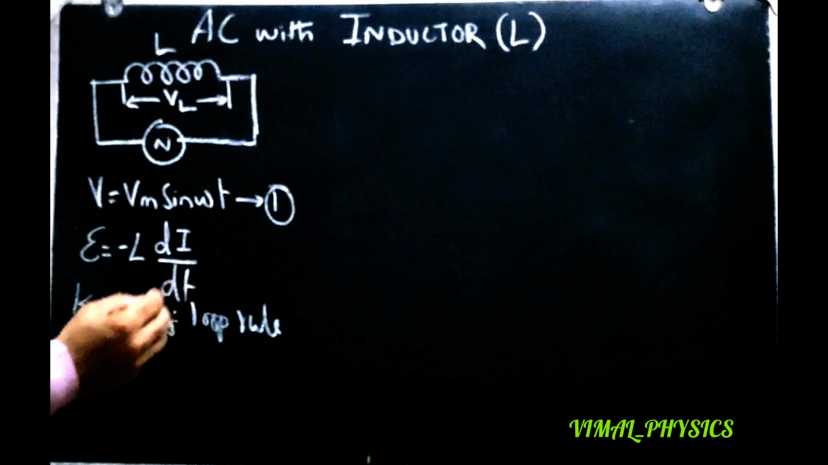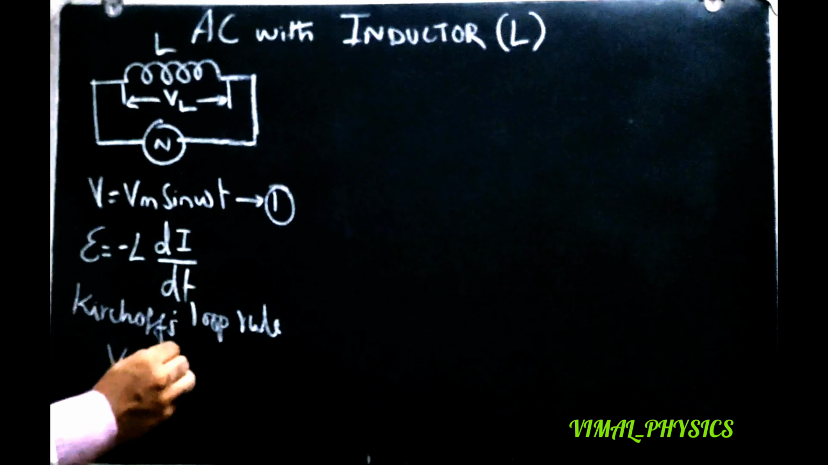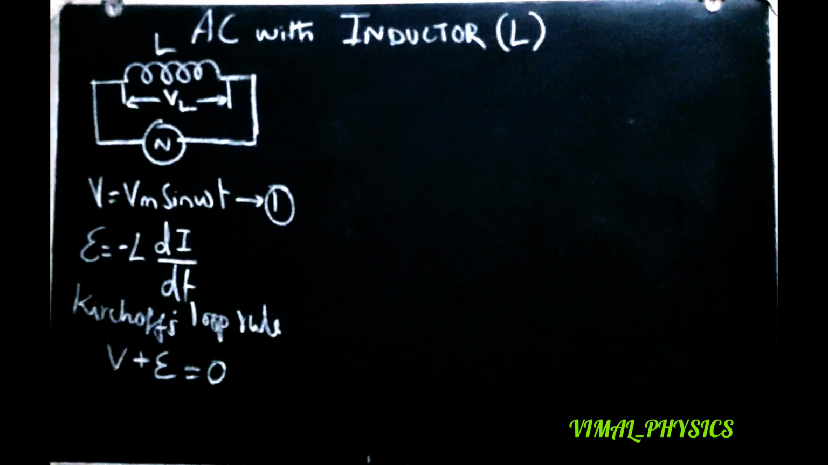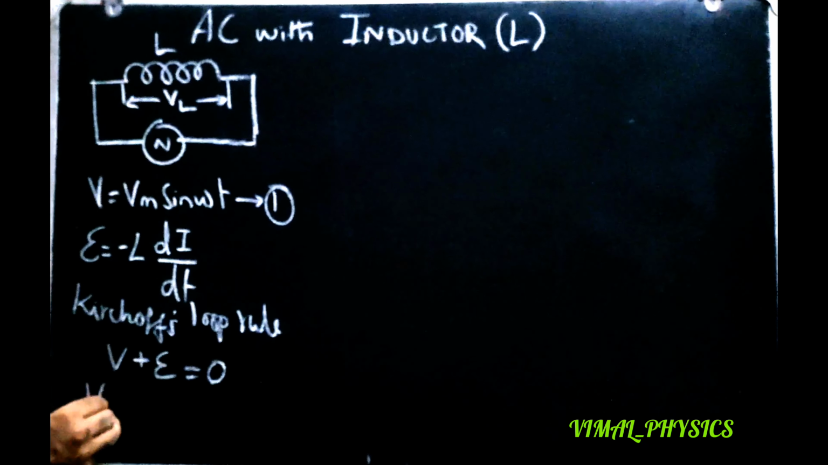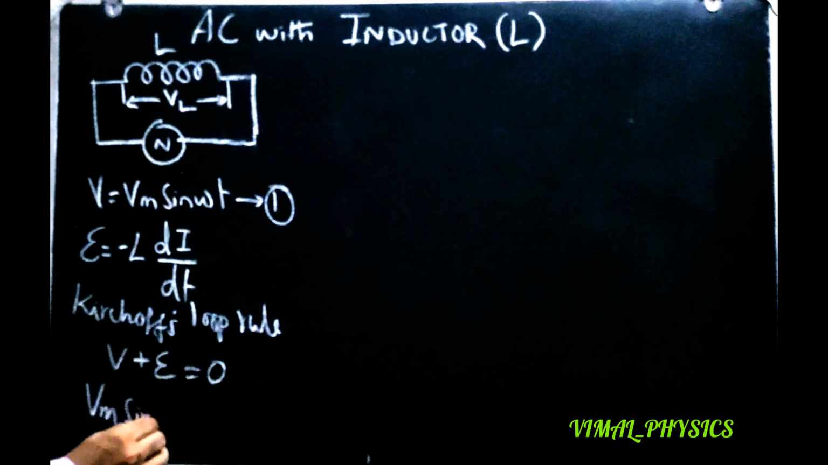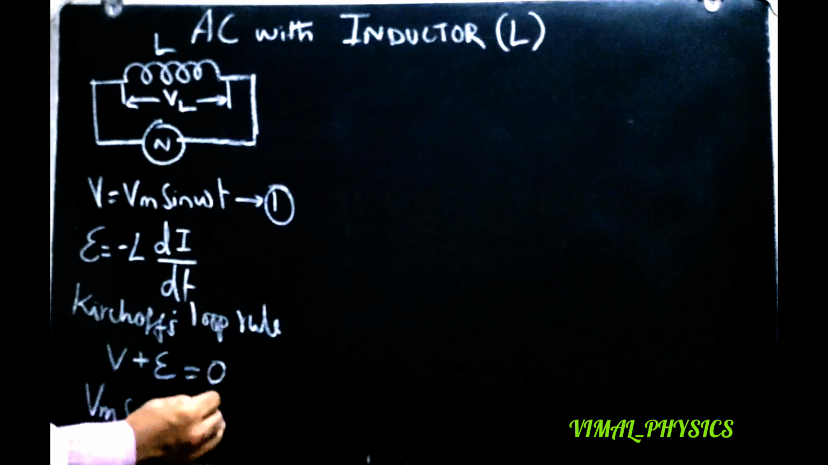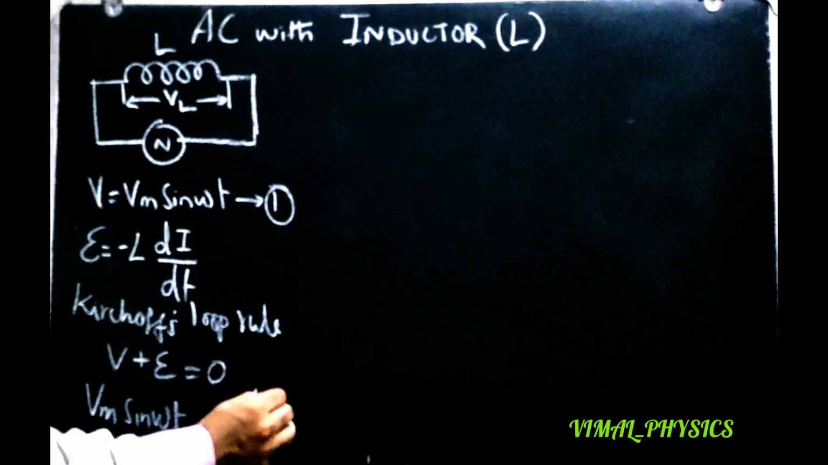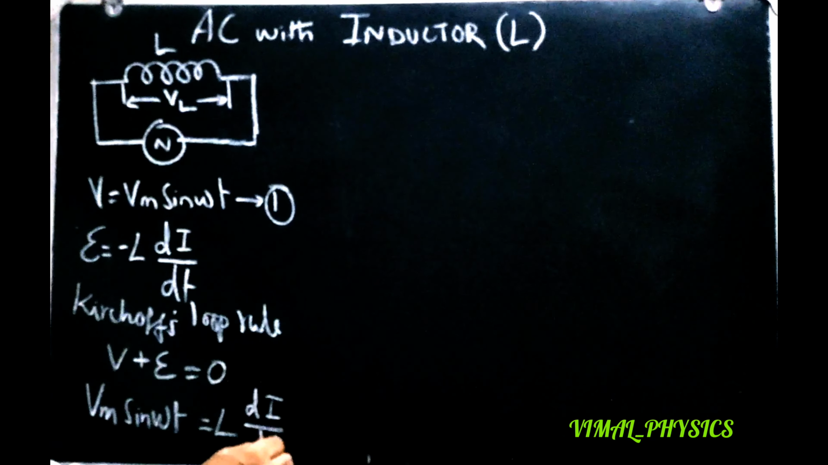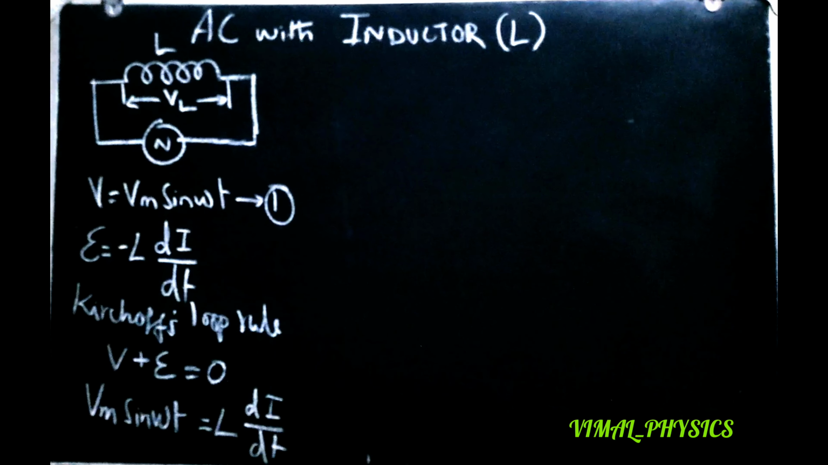By applying Kirchhoff's loop rule, we can take it as V plus E equal to 0, where V is the voltage and E is the EMF generated. So that is what we are getting from Kirchhoff's loop rule. Therefore, Vm sin omega t equals L into di by dt. So that is the expression which we got.